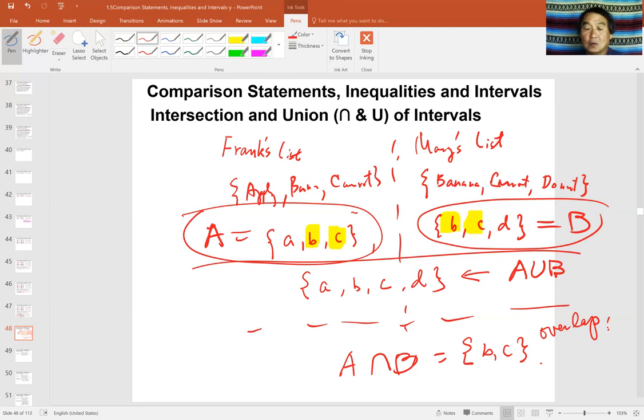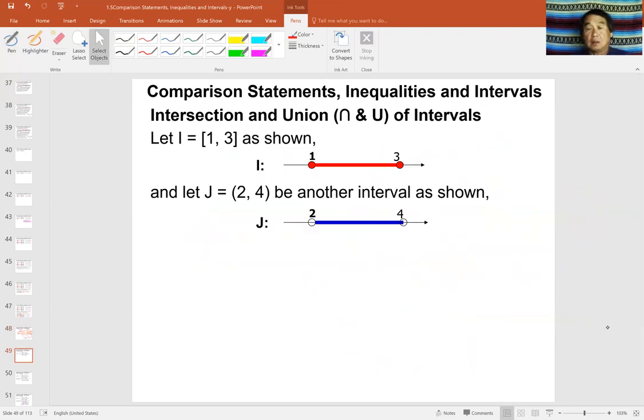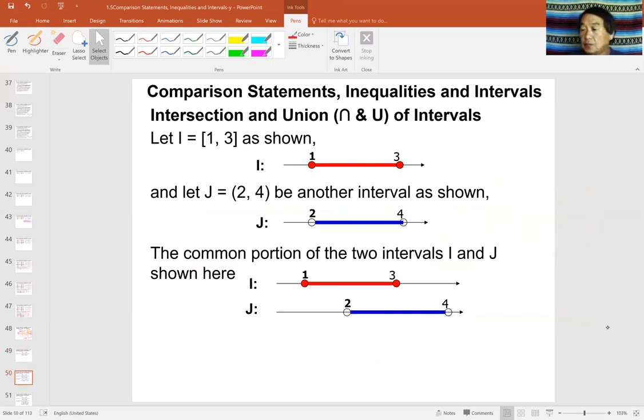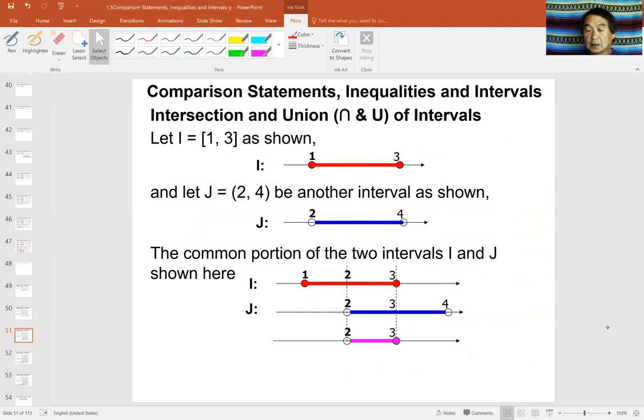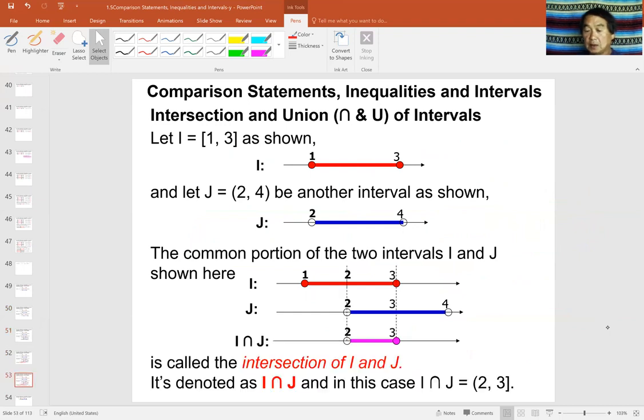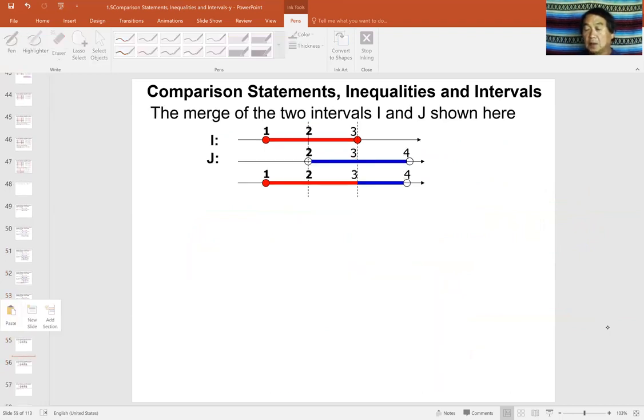And what we are going to do is, instead of doing this with 3 items or 4 items, we're going to do it with infinitely many intervals. All the numbers between 1 and 3, all the numbers between 2 and 4. Now I have different sets to play with, and the intersection is the common portion, and the union will be the merge of the two.